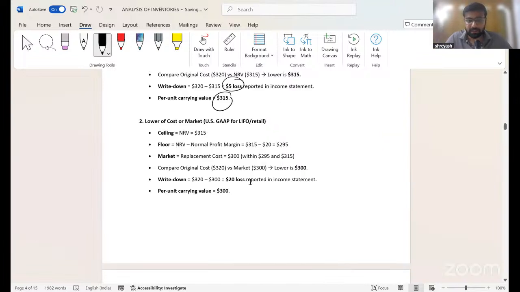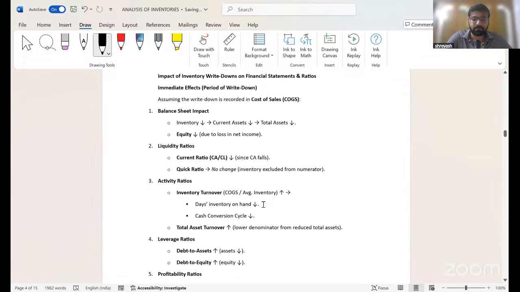loss. And in this case, it is going to be $300. Basically, in case of US GAAP with respect to LIFO and retail sales, and the loss is going to be 20. Right? That is what it looks like. Okay, sir, हमने example भी कर लिया, समझ में आ गया.